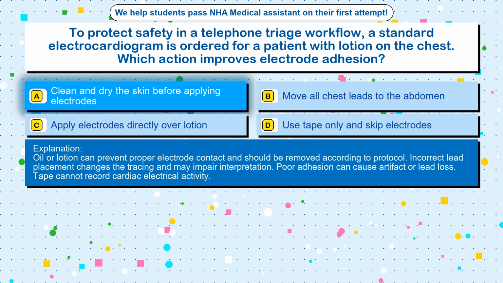Oil or lotion can prevent proper electrode contact and should be removed according to protocol. Incorrect lead placement changes the tracing and may impair interpretation. Poor adhesion can cause artifact or lead loss. Tape cannot record cardiac electrical activity.